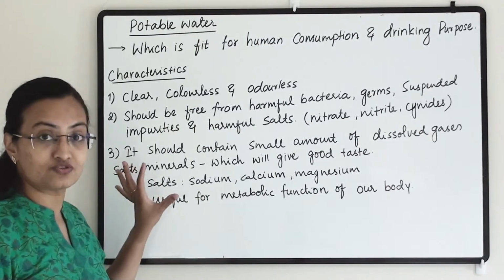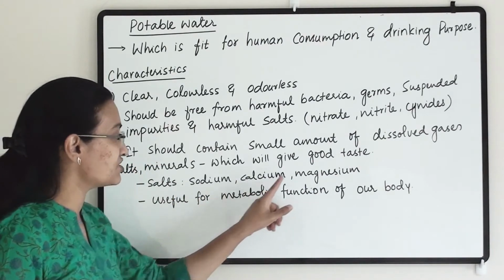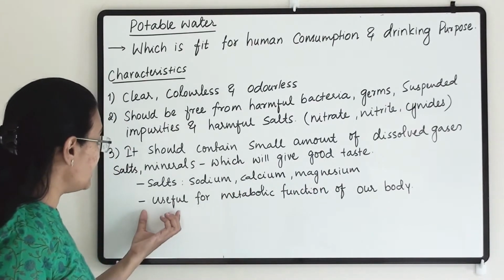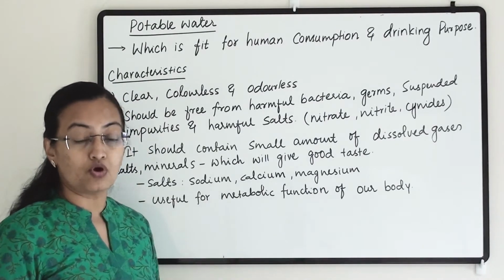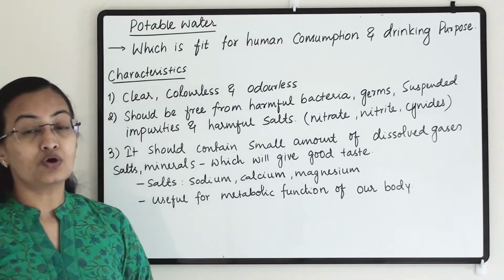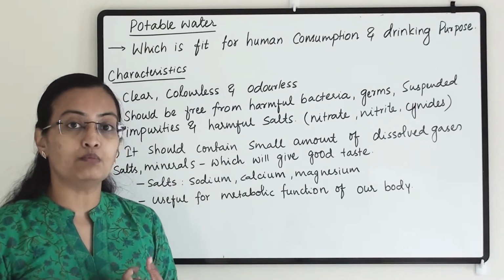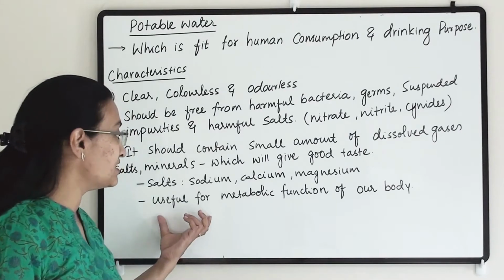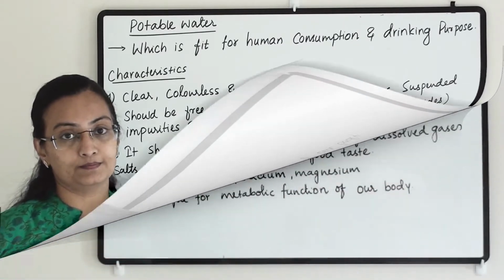Now which salts should be present in the water? Sodium, calcium and magnesium. These are good for our body also, and they are useful for the metabolic function of our body. So salts, minerals and dissolved gases do two functions in drinking water: they impart taste to the drinking water, and the salts and minerals are useful for the metabolic function of the body.